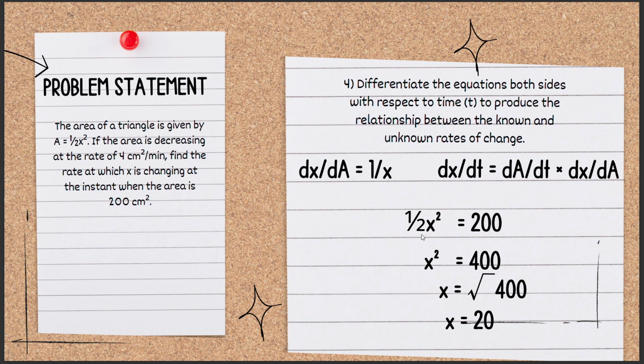Now we need to find the value of the unknown in the equation. First, 1 per 2 x squared is equal to 200. And after that, x squared is equal to 400. And x is equal to square root of 400. And after that, x is equal to 20.